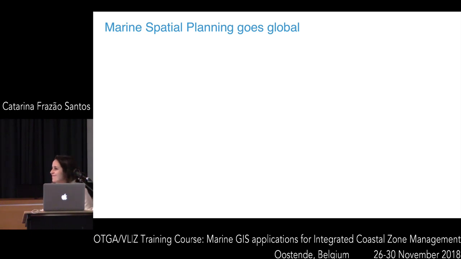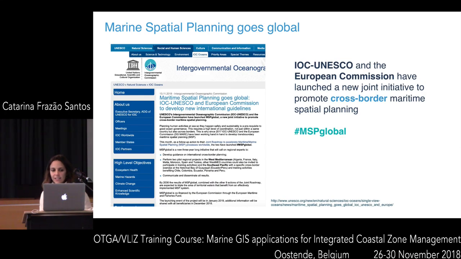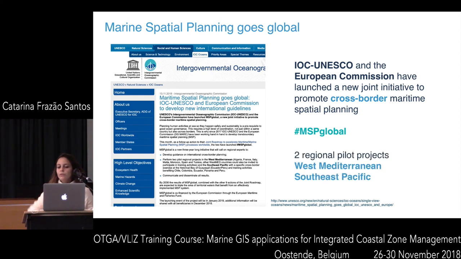And finally, and I will end, very recently there was this announcement on the UNESCO webpage about a new initiative, a joint initiative by UNESCO and the European Commission to launch something called MSP Global. And what they will do is use two regional pilot projects, one in the West Mediterranean and another one in the Southeast Pacific, to study and to examine how cross-border maritime spatial planning can take place. And this will start in January 2019 and will run for 3 years.